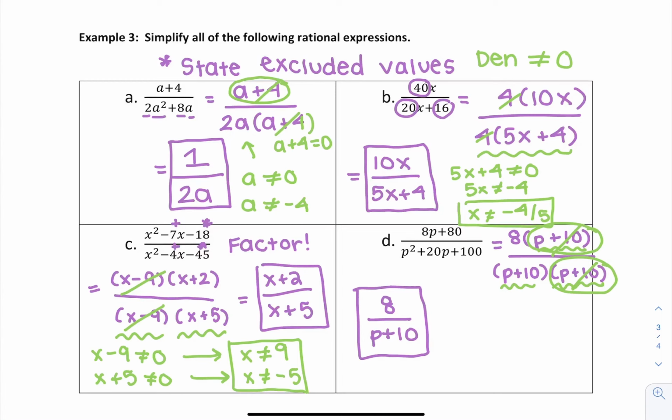And lastly, my denominator can't be 0. The number I could plug in that would make it 0 is negative 10. So p cannot be negative 10. And that's how you simplify.